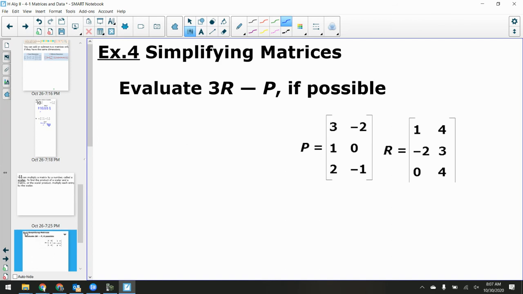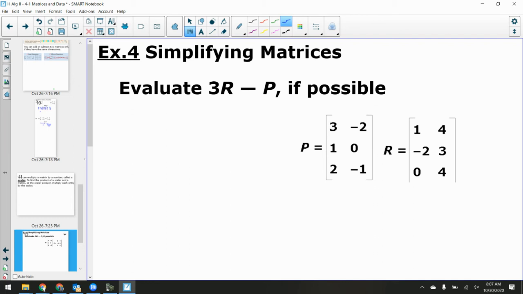For example here, if I wanted to take 3r minus p, obviously I want to take 3 times every entry in my r, and then I want to subtract away p from it. Now, when I multiply by a scalar, it's not going to change the dimensions. So the dimensions of r are going to be the same as the dimensions of 3r. So I guess I should first ask, am I going to eventually be able to subtract these?